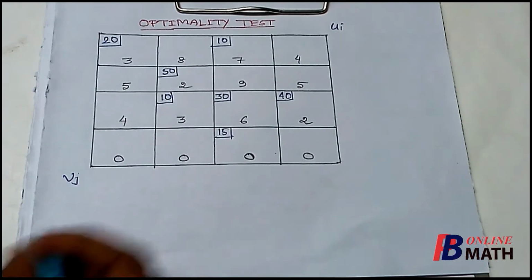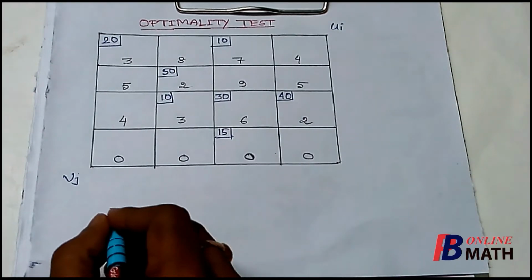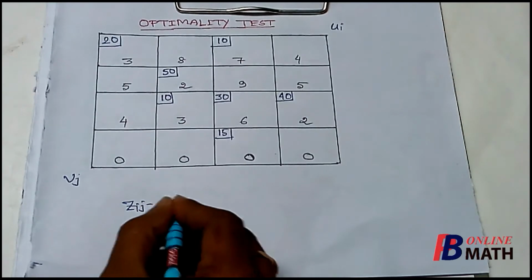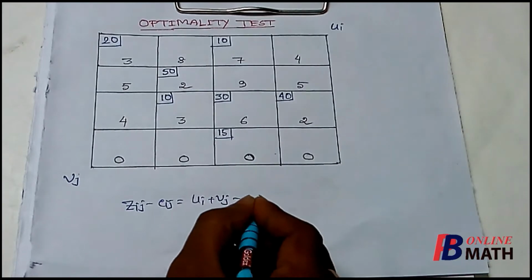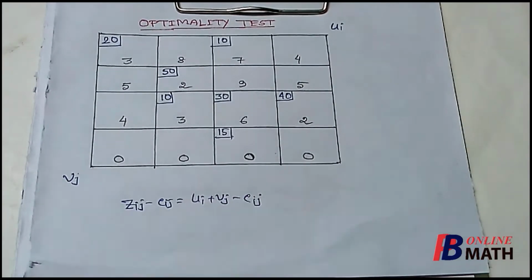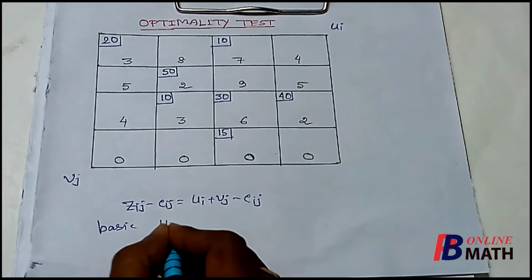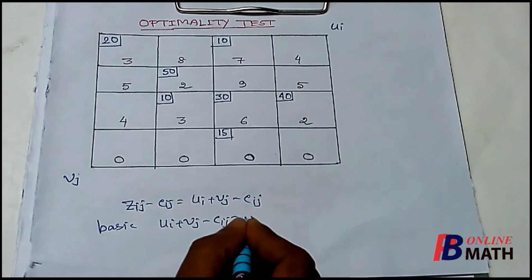And we know that in the UV method, the value of Zij minus Cij is equal to Ui plus Vj minus Cij. And we know from the simplex method that for a basic cell, the Zij minus Cij value will be 0. So for a basic cell, Ui plus Vj minus Cij will be equal to 0.